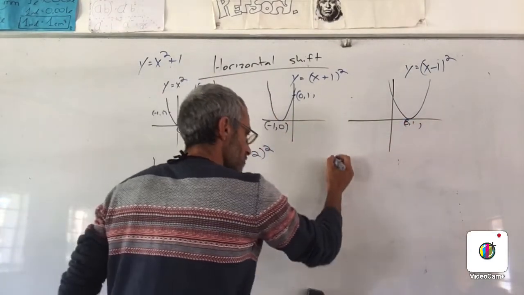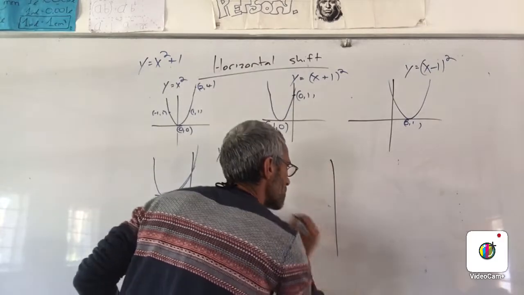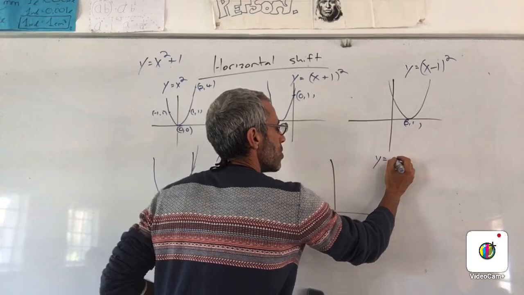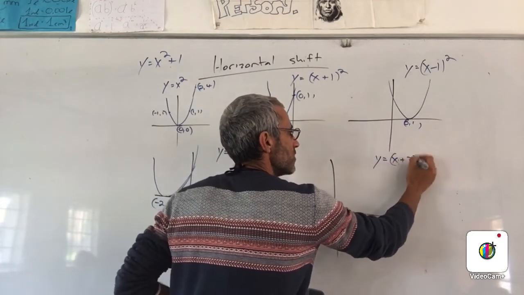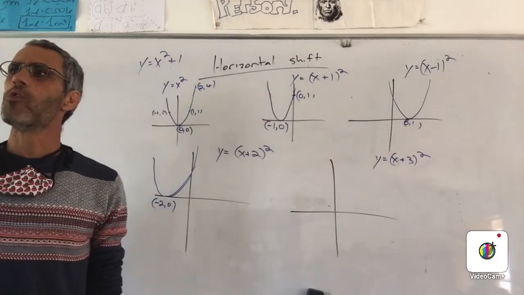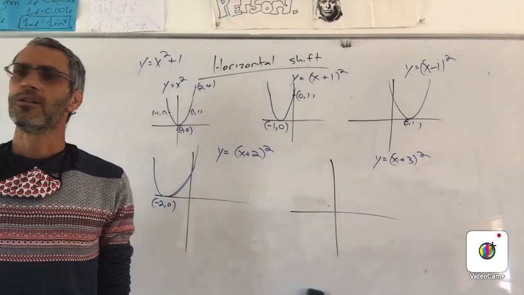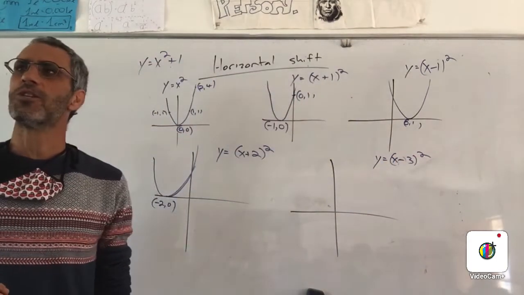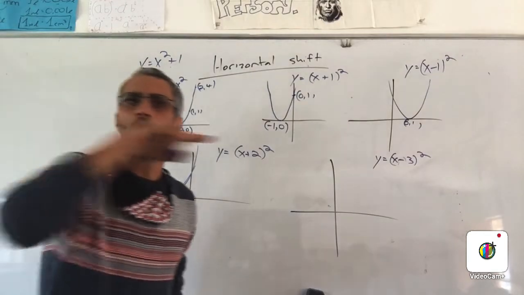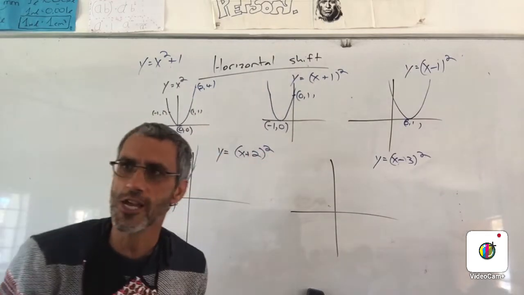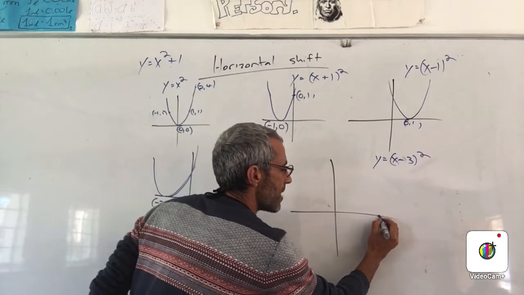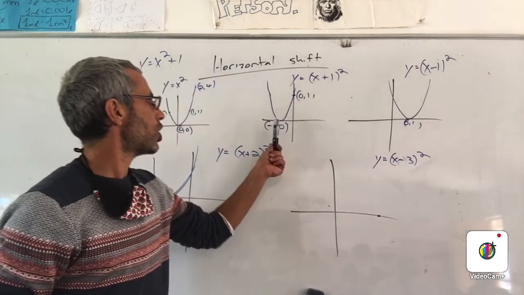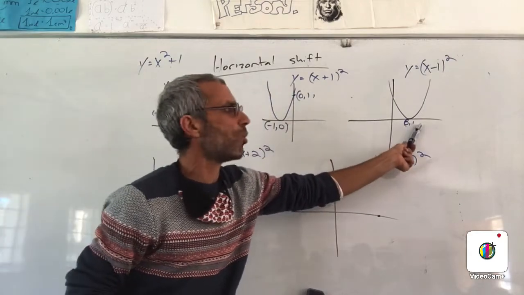And now I'll give you another final question on this. Let's say I have y equals x plus 3 squared. How are we going to draw that? No, I actually want a minus. Let's do x minus 3 squared. To the right. So it's going to be to the right how much? 3. So where will be my minimum now? Which coordinate? Not 0, 0, not 0, 1.